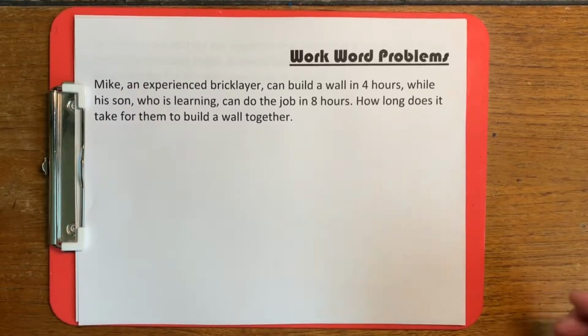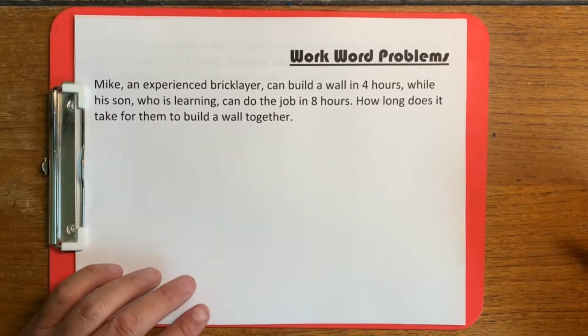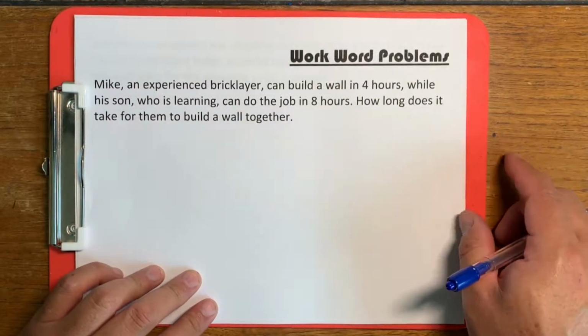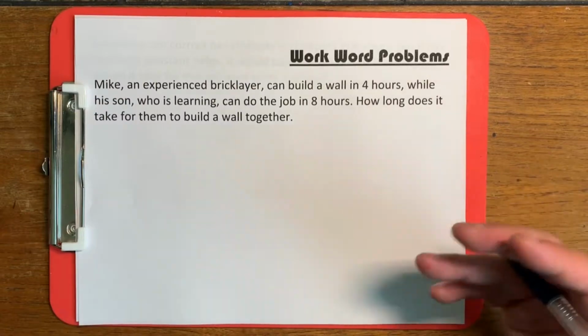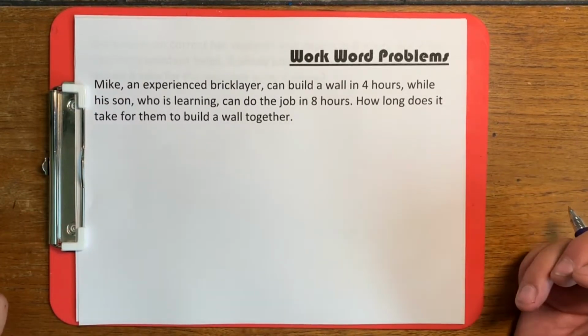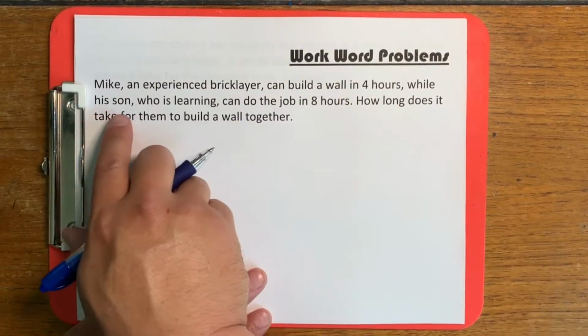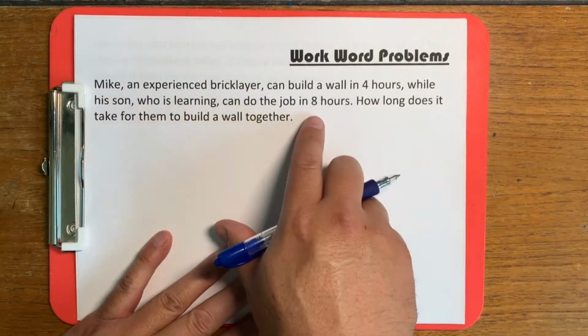So let's look at this problem. Mike, an experienced bricklayer, can build a wall in 4 hours, while his son, who is learning, can do the job in 8 hours. How long does it take for them to build a wall together? Now, this is considered a work problem. And a work problem is when two people are trying to work on the same job, but they're working at different speeds. See, the problem is his son is slow.